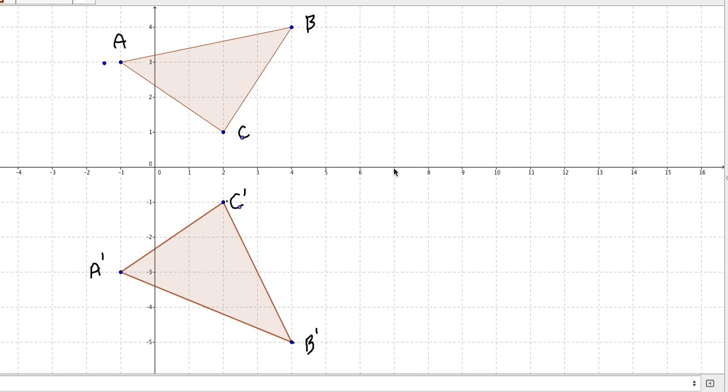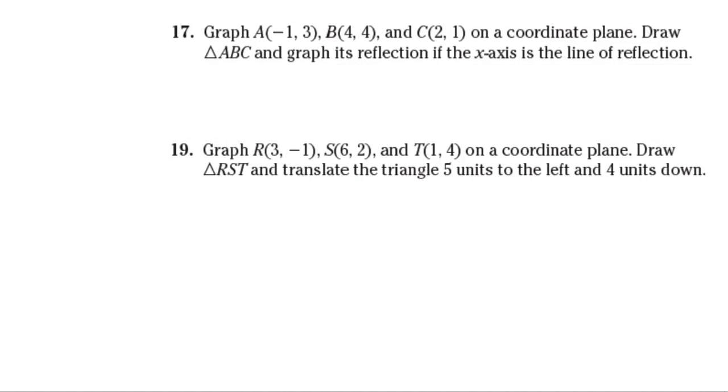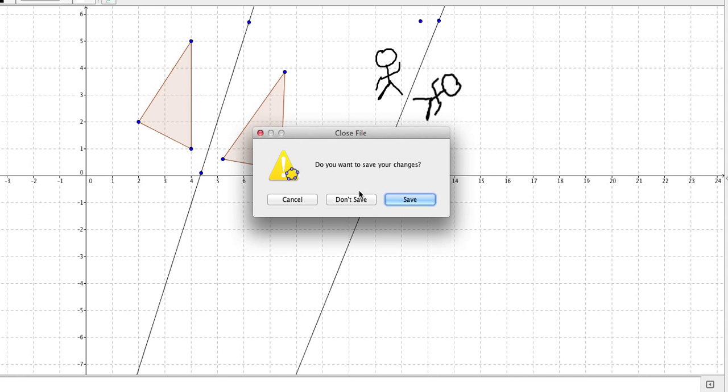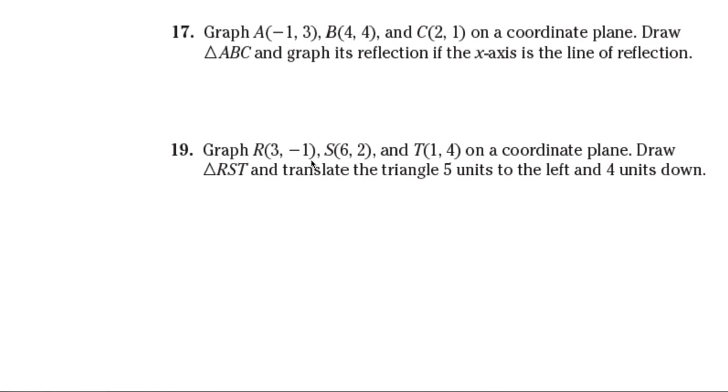Okay, and let's do number 19 really quick. We're done with this one. Number 19: point R is 3, -1, S is 6, 2, and T is 1, 4. In a coordinate plane, draw triangle RST and translate the triangle 5 units to the left and 4 units down.